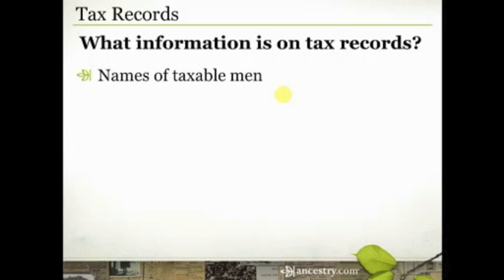So if a woman owned property that was taxable, then of course she will show up on those as well. But men often are going to show up no matter what, either as a poll tax, kind of like an income tax, or for any kind of property that the family owns. And when I say property, I'm not just talking about land.